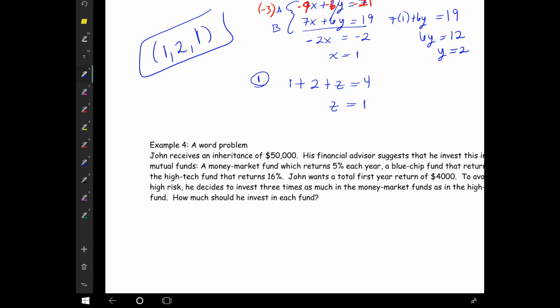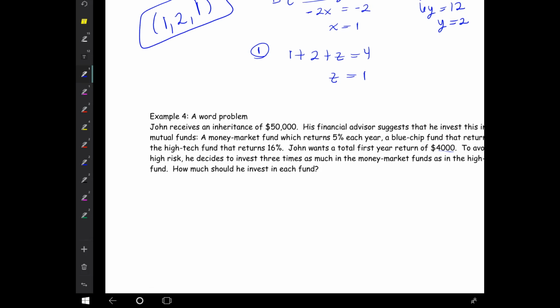A blue chip fund that returns 9% each year. And the high-tech fund that returns 16%. John wants a total first-year return of $4,000. To avoid excessive high risk, he decides to invest 3 times as much in the money market funds as in the high-tech stock fund. How much should he invest in each fund?